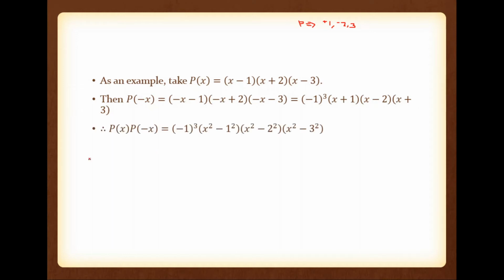So p of x into p of minus x is equal to minus 1 all raised to 3 into x square minus 1 square into x square minus 2 square into x square minus 3 square. So here the interesting thing is, if you are finding the roots, this minus 1 all raised to 3 is not an important one. So ignore this minus 1 all raised to 3.